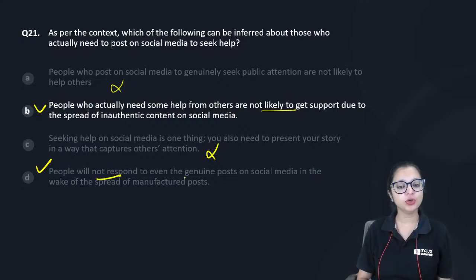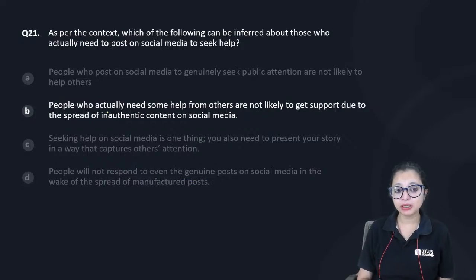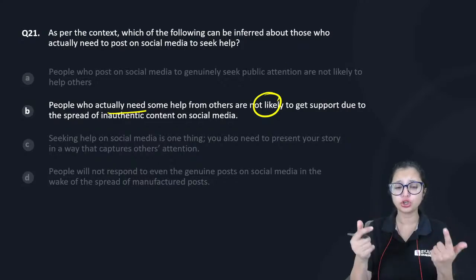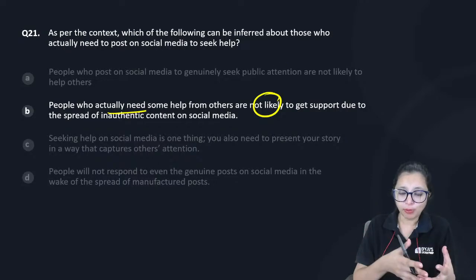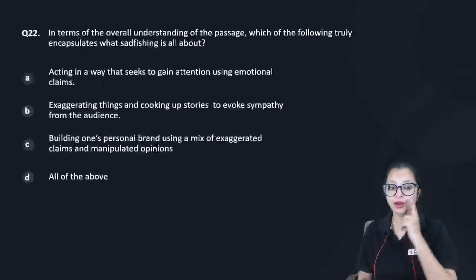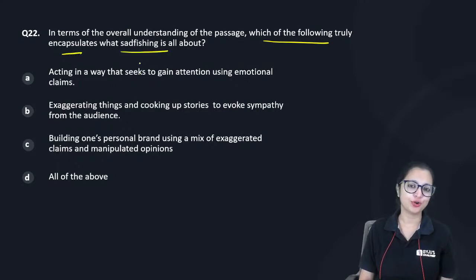People will not respond to even genuine posts on social media in the wake of spread of manufactured posts. See, it's a pretty extreme one. Rather, when you see people who actually need help are not likely, it's a probable one. When you draw a conclusion, you cannot draw a short one. A probable one is always preferred over the other as an answer, and that's exactly why B would be a correct answer here. 22. In terms of overall understanding of the passage, which of the following truly encapsulates what sad fishing is all about?